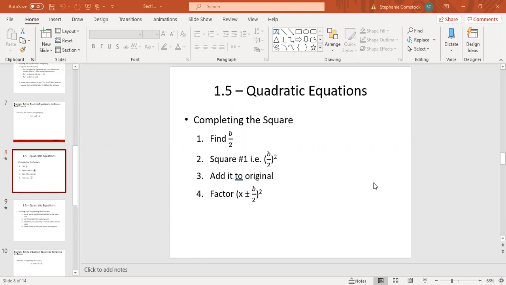So in order to complete the square, you're going to take the b value, which is the value in front of x, and you're going to divide it by 2. Then you're going to take that answer and square it. Once you've squared it, you're going to put it back onto the original thing that has the x squared and the bx, and then it's going to factor. Now, the reason that we're doing this is it's going to factor a very specific way. So let's take a look real quick at what one of these is going to look like, okay?